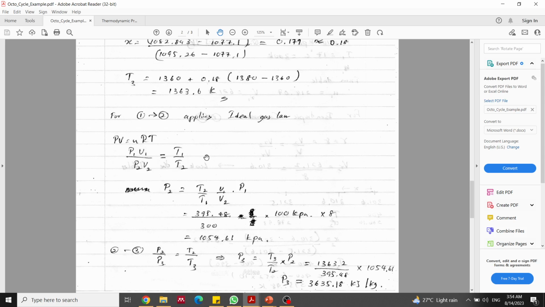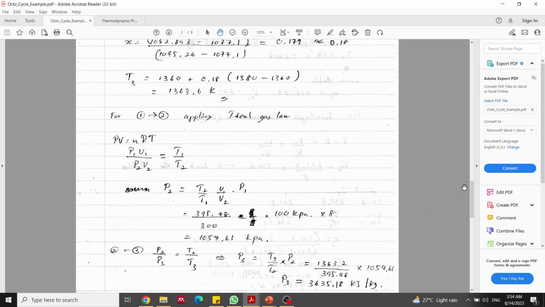What I have done is apply the PV equals nRT equation for point 1 and then point 2, then divide each other. Right? So n cancels out because n is the same, and R also cancels out. If we divide the equations by each other, we are left with this kind of equation. If we substitute the values, we can find the P2 value, right?